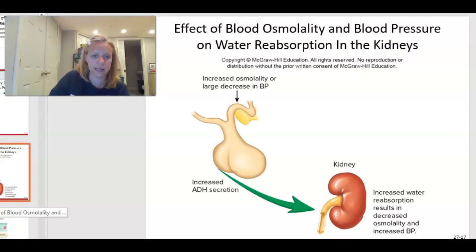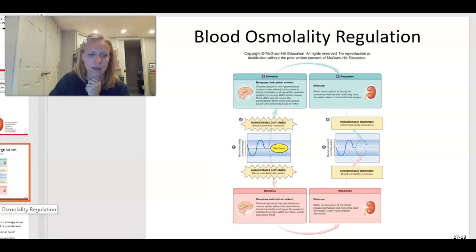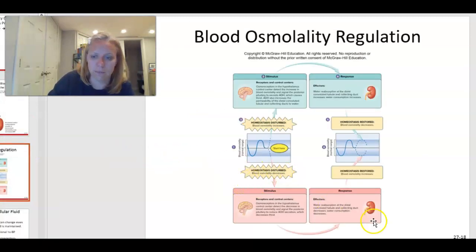So let's take a look at this image, right? What we're looking at here, this is the pituitary gland. And you see this is the posterior pituitary, and it says, if you have increased osmolality or a large decrease in blood pressure, both of those would stimulate ADH secretion, which would travel from the posterior pituitary all the way to the kidneys to increase our water reabsorption. And as a result, would then decrease osmolality and increase our blood pressure. Okay, it's just reviewing what we had done before.